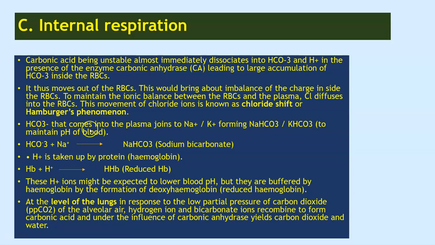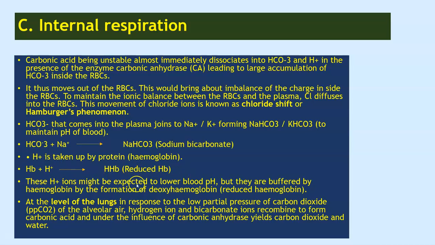HCO3 minus that comes into the plasma joins the sodium and potassium, forming NaHCO3 and KHCO3 to maintain the blood pressure. That is, they form the sodium bicarbonate and potassium bicarbonates. Here is the reaction: HCO3 minus plus Na plus gives you NaHCO3, that is sodium bicarbonate. H plus is taken up by the protein hemoglobin. So you have Hb plus H plus giving you HHb, that is a reduced hemoglobin.